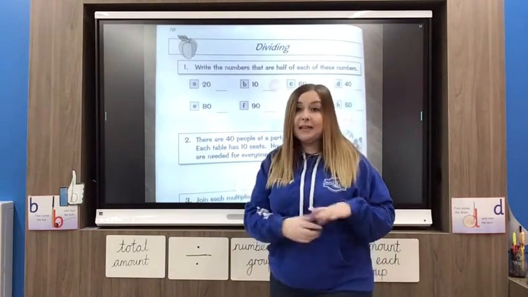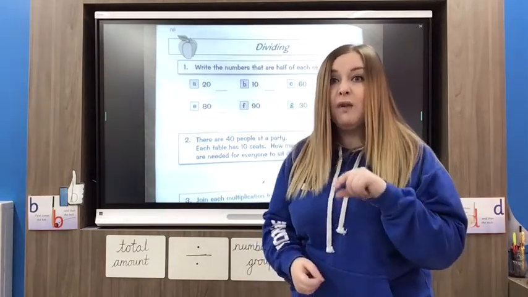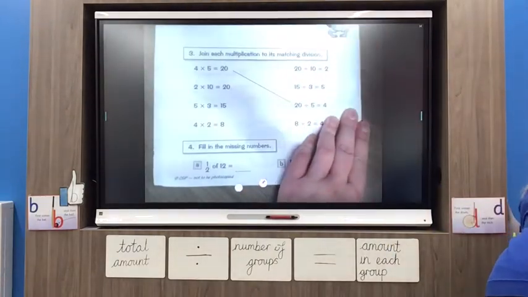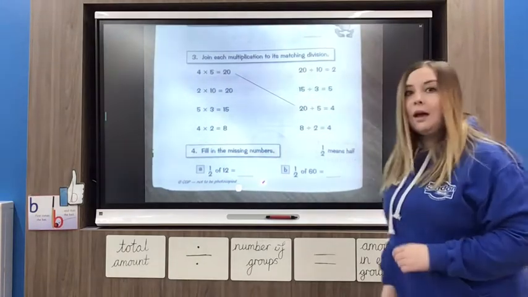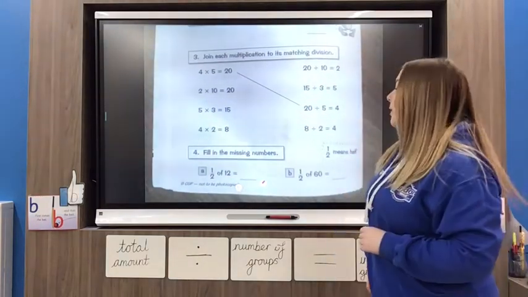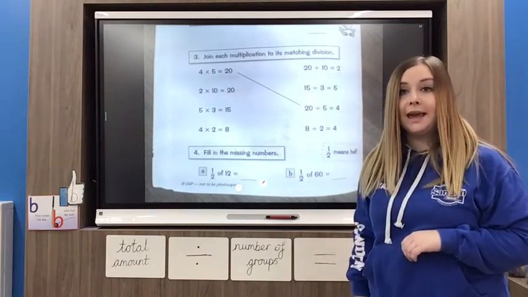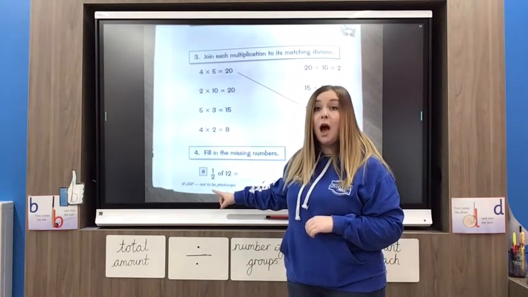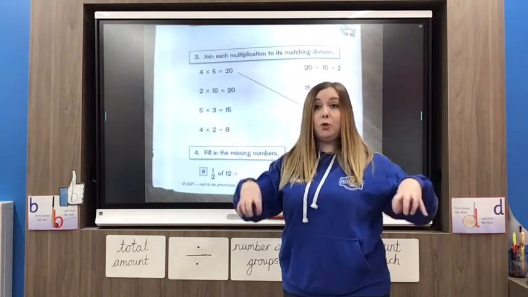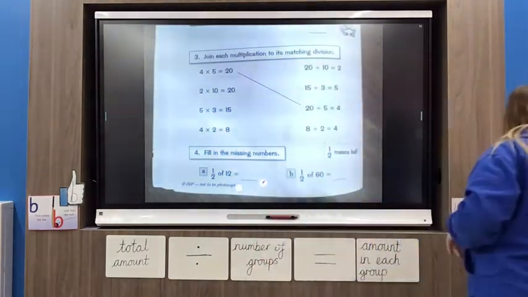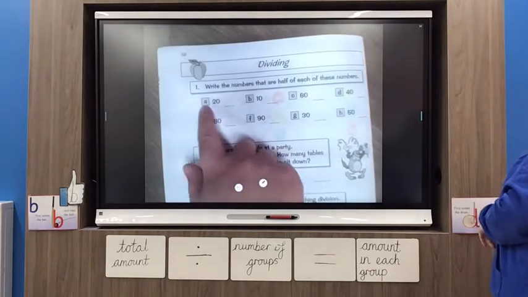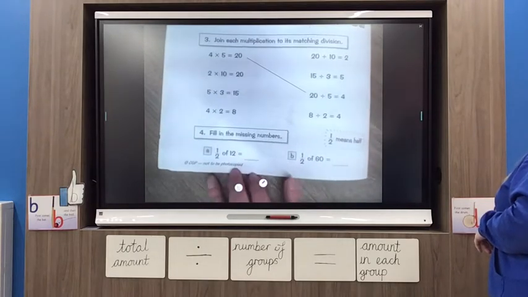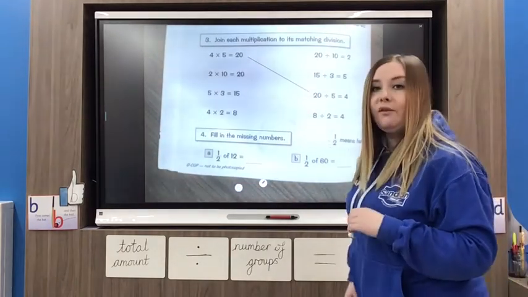Okay, so when you've done that, a little bit strange, but we're going to go right to the very bottom of our page. And we're going to have a go at question 4, because that's asking us to half something as well. But it's just written a little bit differently, but all that means is to half, to share into two groups. So we're going to start by doing question 1, just the first 4. Then we're going to go all the way to the bottom and do question 4.